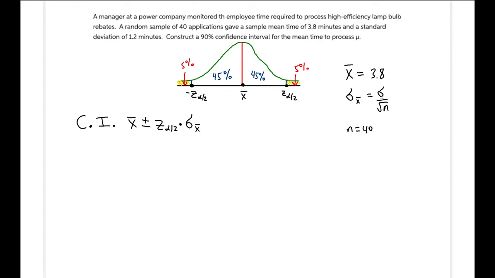Now, you might ask, but we don't know what the population standard deviation is. Well, since we're talking about at least 30 applications, this is approximately equal to the sample standard deviation divided by the square root of n. The sample standard deviation is 1.2 minutes, so we're going to do 1.2 divided by the square root of 40. That is what you get: the standard deviation of the set of sample means.